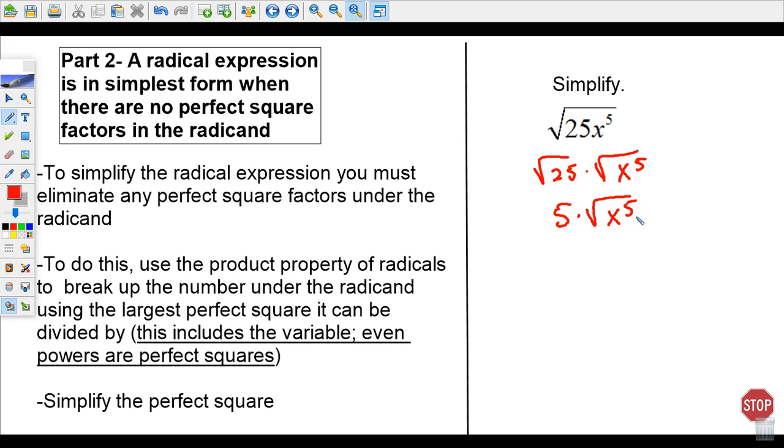So radical x to the fifth, let's simplify that. Pull out the biggest even number exponent, which would be x to the fourth, times the square root of x. Simplify x to the fourth. So the square root of x to the fourth is x to the second times radical x. And then clean it up. Everything on the outside of the radicals, or that doesn't have radicals, goes outside. So 5x squared goes outside times radical x.